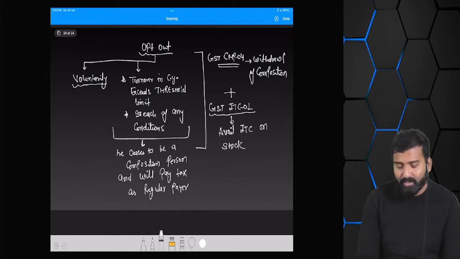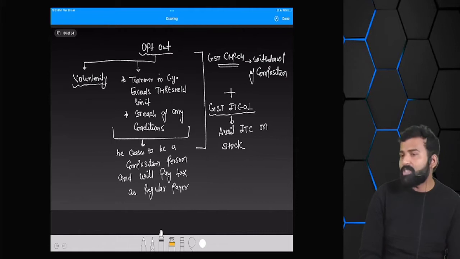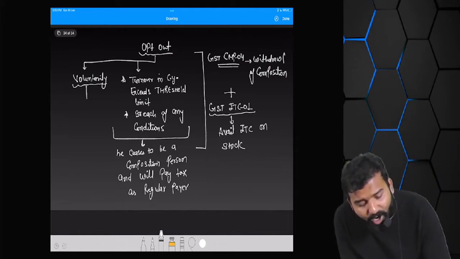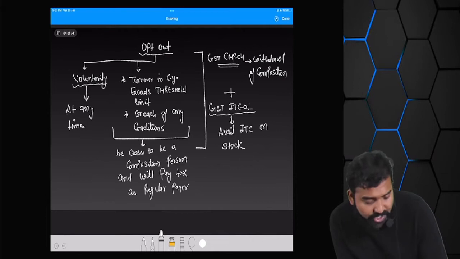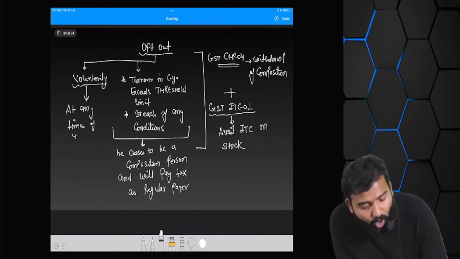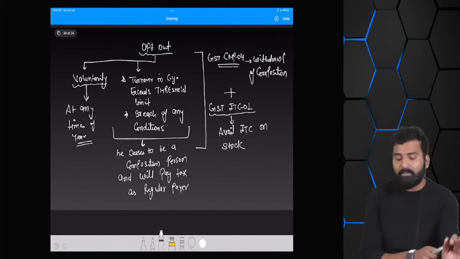the composition scheme. So when you want to opt out of the composition scheme, you can opt out any time of the year. So first of all, when can I opt out of this scheme? At any time of the year. There is a bar on entering the composition scheme. You can enter the composition scheme only at the beginning of the year, but you can opt out of the composition scheme at any time of the year.